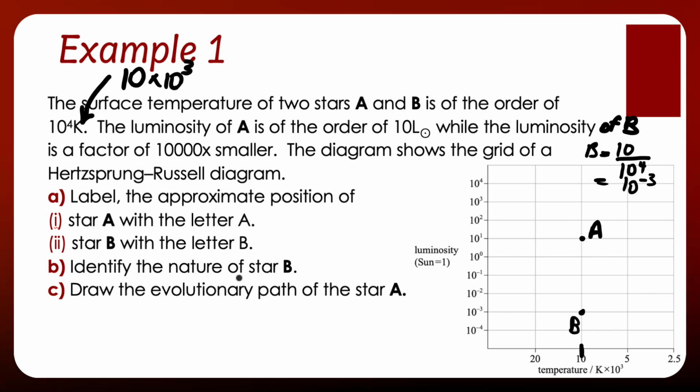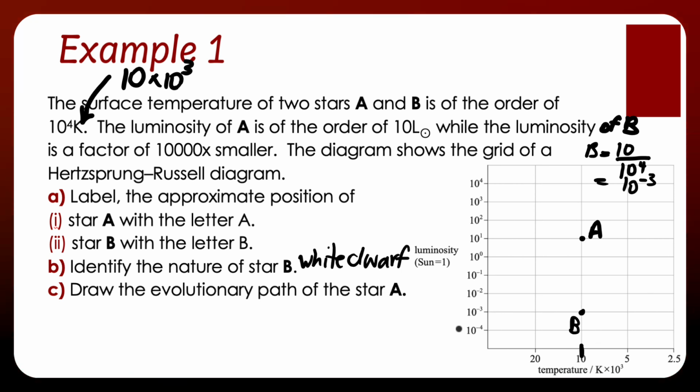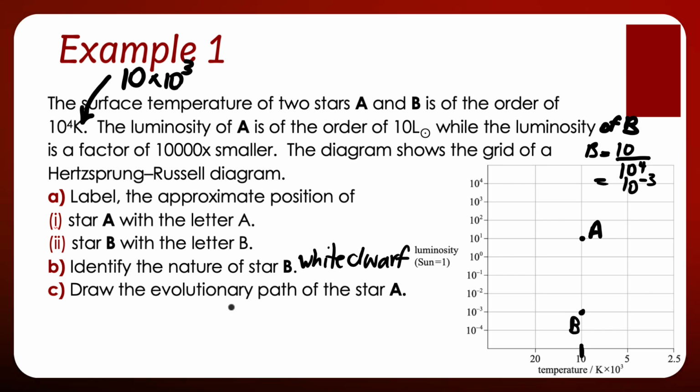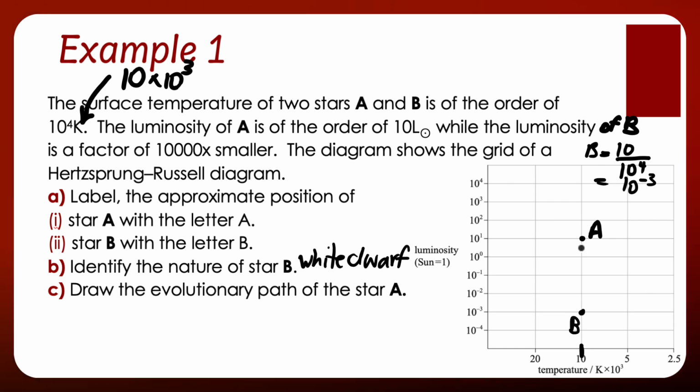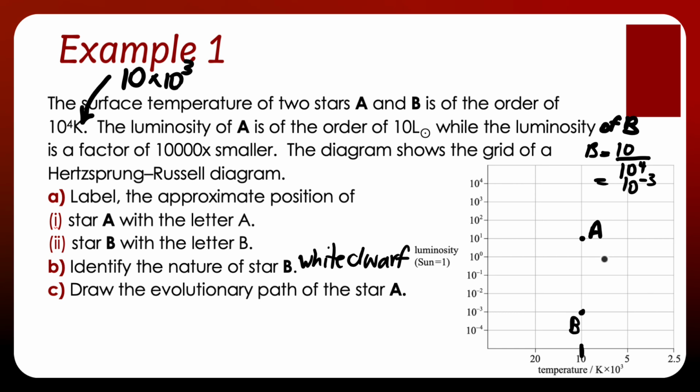Identify the nature of star B. Well, down in this area, this is where we said we had the white dwarf. It has a pretty high temperature and a low luminosity. Draw the evolutionary path of star A. Well, if we think of where A is starting here, the luminosity of the sun is 1, and we know that it's going to be about here in terms of its temperature. So A is going to be a main sequence star.